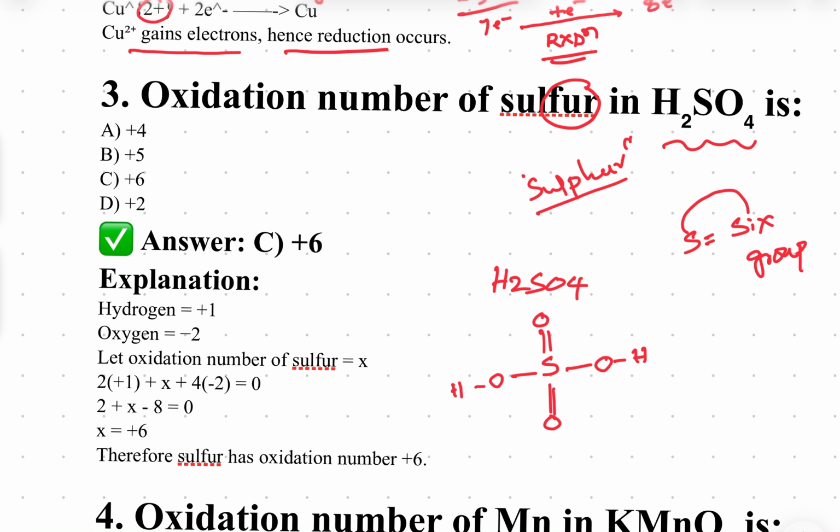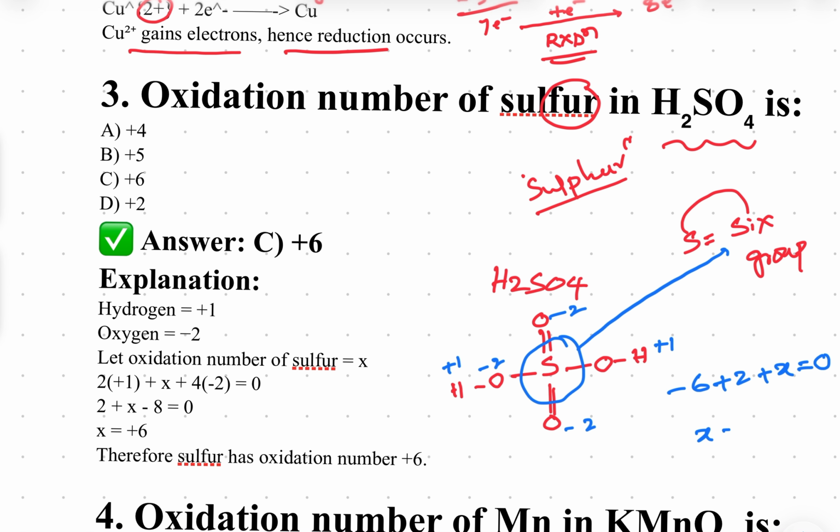Now you check it out here. Around the sulfur, how many bonds are there? 6 bonds are there. That is nothing but the group, sixth group. Now hydrogen valency is plus 1, this hydrogen plus 1. Oxygen minus 2, this oxygen minus 2, this oxygen minus 2. How many minus are there? Minus 6. How many plus are there? Plus 2. For sulfur, X is equal to 0. Then X is equal to what? You tell me.